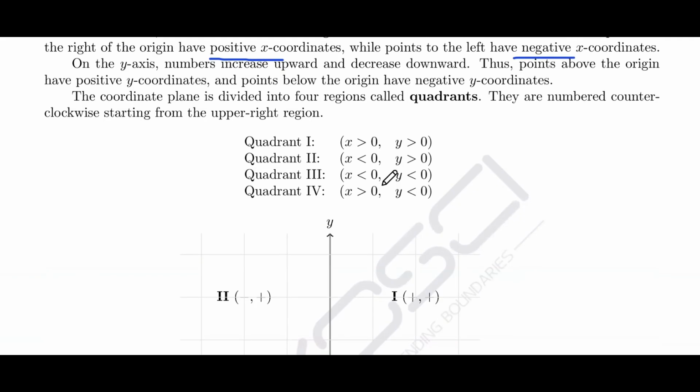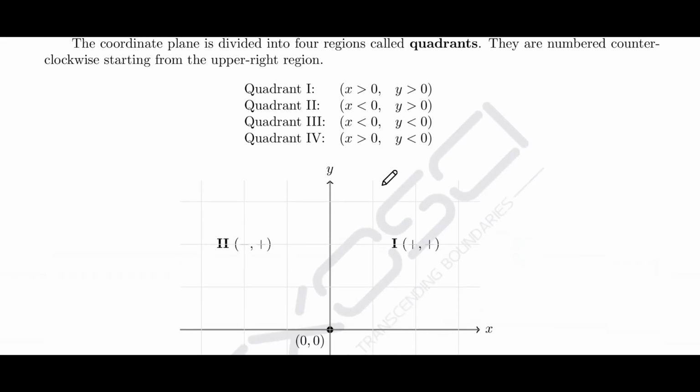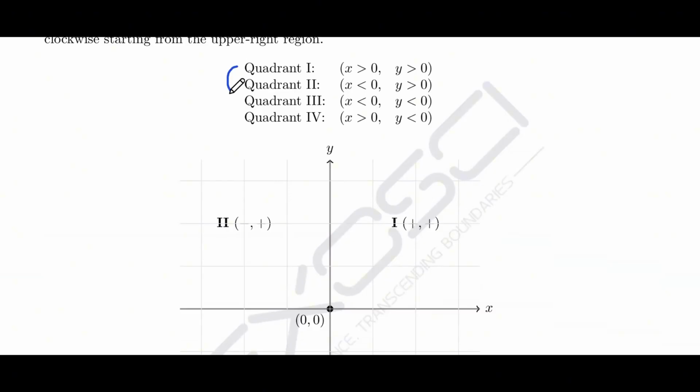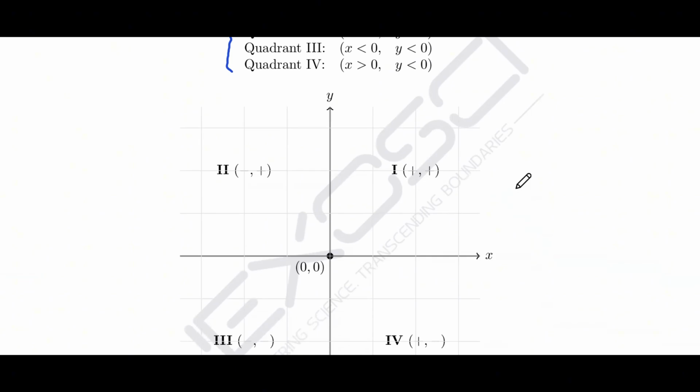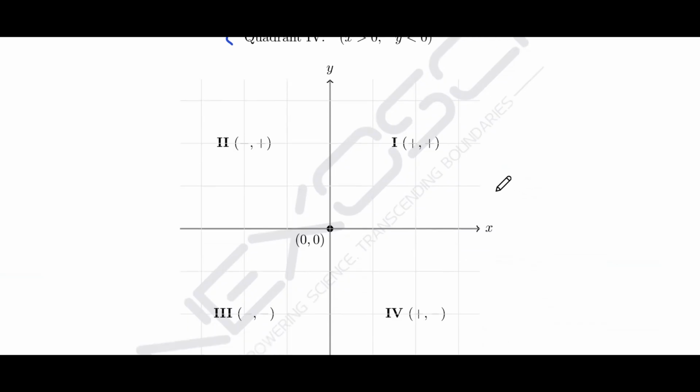The coordinate plane is divided into 4 sections called quadrants. They are numbered counter-clockwise, starting from the upper right section. Each quadrant has a different combination of positive and negative values for x and y, which helps us understand where a point is located. Now, let's look at our problem.